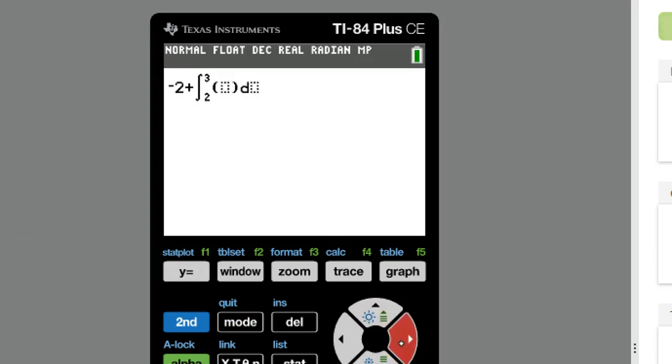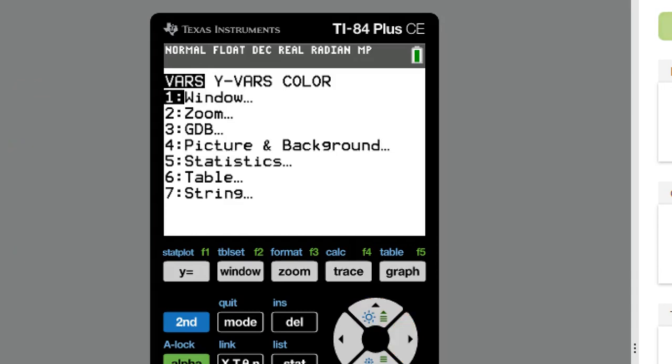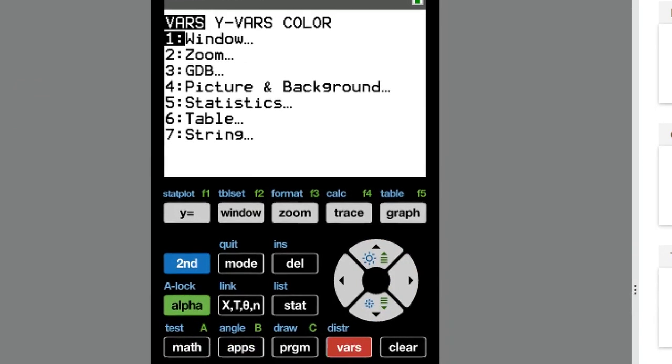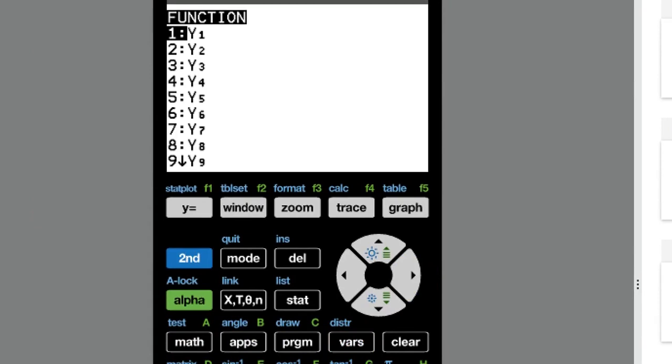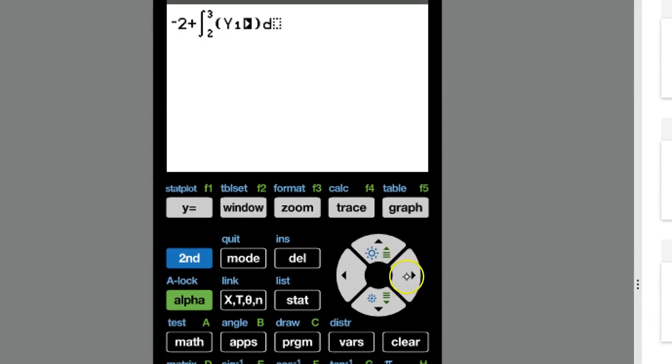Now, instead of having to type 4 sine squared of 2x every time, we can just type y1. We already entered it. So hit the variable key. It's right here. Go over. Hit enter, there's y1. Go ahead, throw a dx on that, and let's see what we get, 0.763.